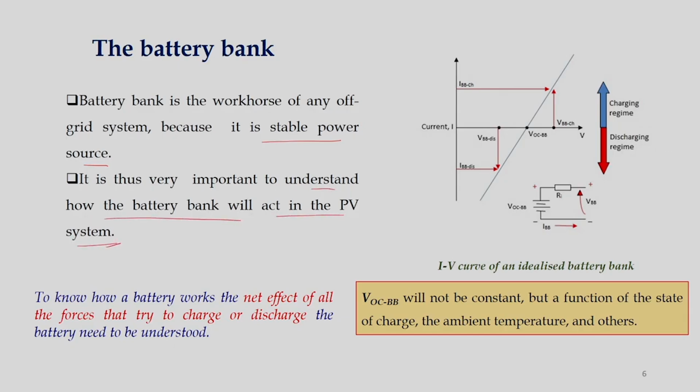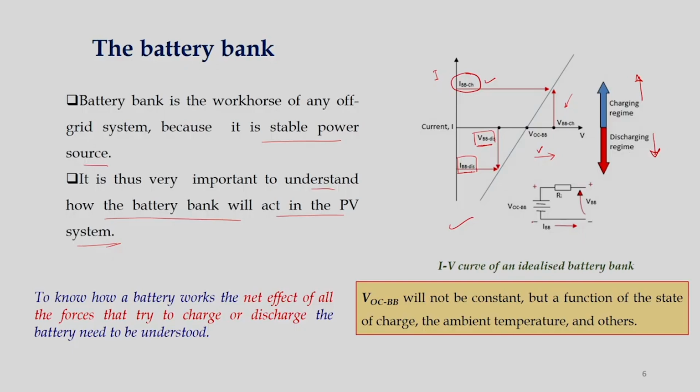So, here what you can see, this plot is nothing but the IV curve of an idealized battery bank. The current I is on the vertical axis and V is on the horizontal axis. What is I_BB,CH? That is the battery bank charging current, and V_BB,CH is the battery bank charging voltage. And here is the battery bank discharge voltage and battery bank discharge current. This upper part is charging and this lower part is the discharging regime.